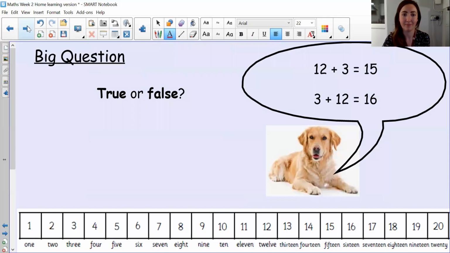Okay. So, Stevie's true or false question. Stevie says 12 add 3 equals 15. 3 add 12 equals 16. Is that true or false?